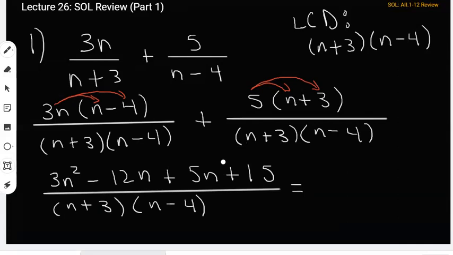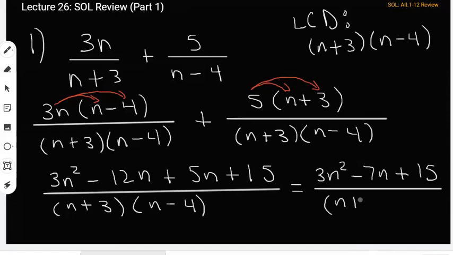Okay, so now I'm going to simplify the top. I've got a 3n squared that doesn't combine with anything. I have a negative 12n and a positive 5n. If I was to combine those like terms, I would get minus 7n. And then the plus 15 is going to get added onto the n. My common denominator is still going to be n plus 3 times n minus 4. And that's it.